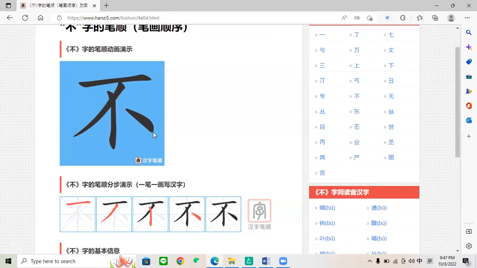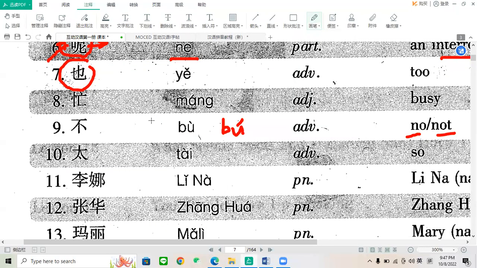All right, so this is 不, which means no or not. So how do we say I'm not busy? How do we say that? Just try. 我不忙. Yes, very good. Okay, great job. 我不忙. That's very easy, right? 我不忙. How about we say this sentence? You are not busy.